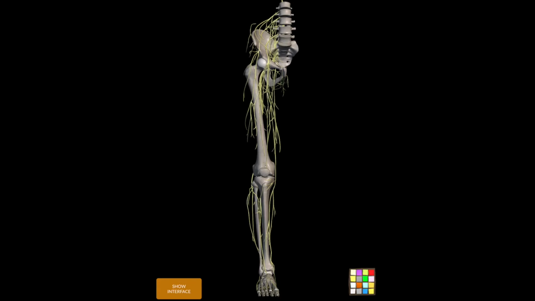Kia ora everyone, this is almost everything you'll need to know about the nerves of the lower limb part 2. We'll be looking at the lumbar and sacral plexuses, and we'll start with the lumbar plexus.